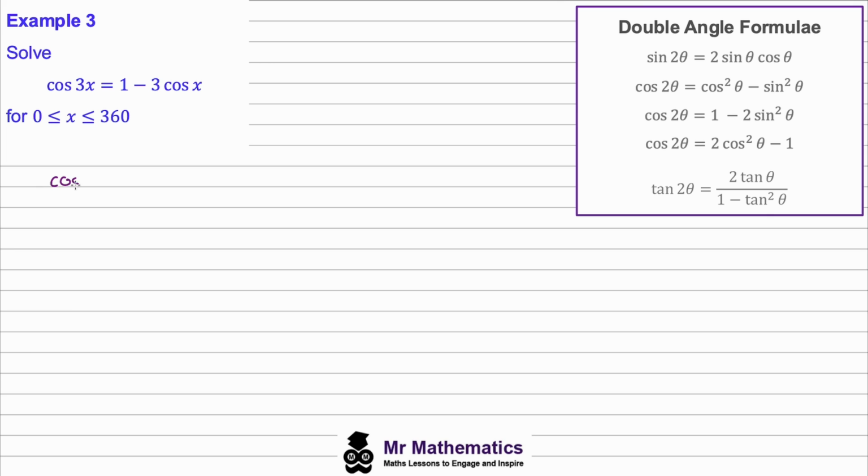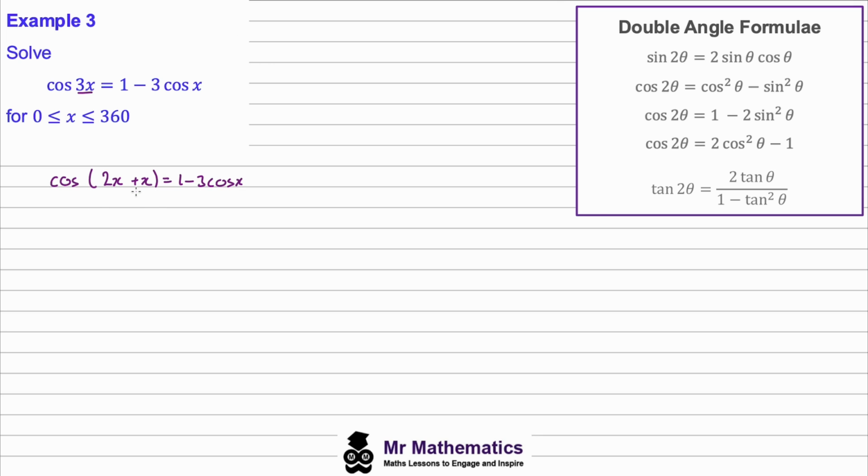Well, we'll have the cos of 3x, which is 2x plus 1x. And now do you want to try and finish this question off for yourself? You can pause the video and come back when you're ready.